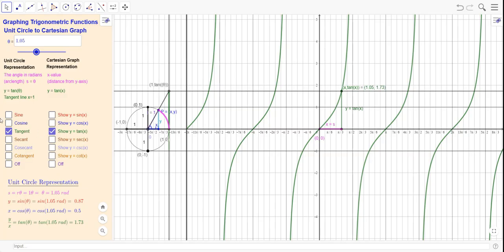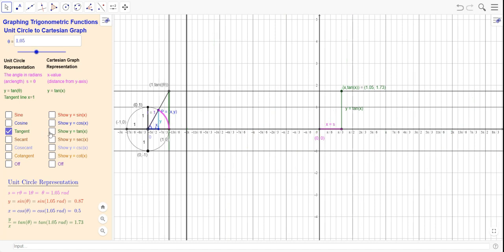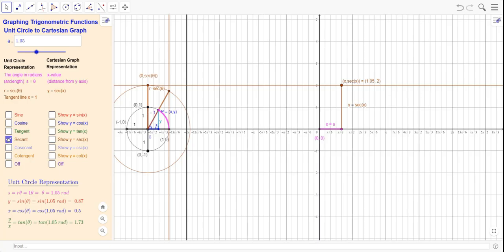But we can see how we were able to take sine, cosine, and tangent from the unit circle picture and transfer them over to the Cartesian graph picture. Okay, now let's go on to secant. All right, so let's look at the picture here. Secant is the reciprocal of cosine, so it's going to be r over x. So if we could get x to be 1, then the radius would be the secant.